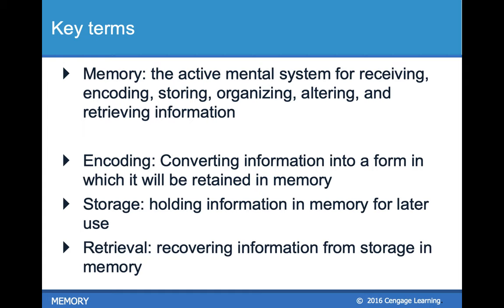So going through some key terms first. Memory is our active mental system for receiving, encoding, storing, organizing, altering, and retrieving information. So some of these words are probably familiar, but some of them may be a little bit odd in this context. What we mean by encoding is when we're converting information into a form in which it can be retained in our memory system.